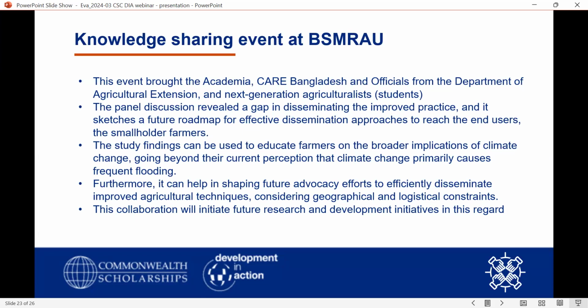practices. And furthermore, these types of study can help in shaping future advocacy efforts to efficiently disseminate improved agriculture techniques, considering the geographical and logistical constraints. And this collaboration, we believe, since we just recently finished this knowledge sharing event, will initiate future research and development initiatives in this regard.